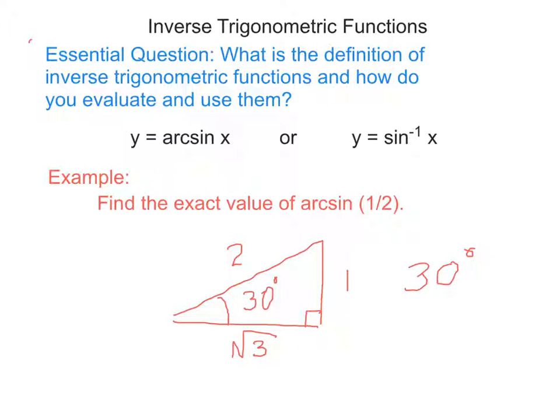Now similarly, if I said find the exact value of arc sine square root of 3/2, my answer would be 60 degrees, because in this case we would be talking about this angle up here, which would be 60 degrees. So arc sine square root of 3/2 is 60, or looking at it the other way, inverse sine square root of 3/2 is 60.